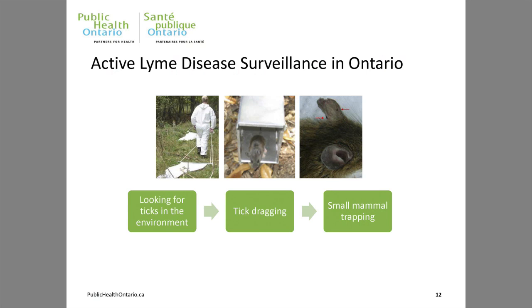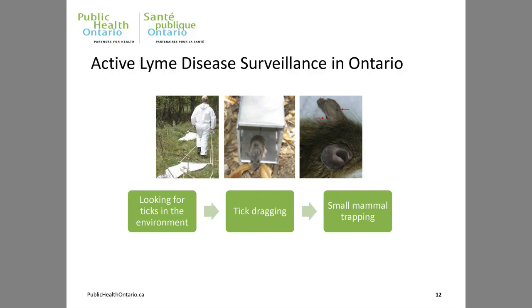Then there's the active stuff, where we actually go out and look. If we have passive data, humans, ticks, people telling us something is going on in the environment, we will go out and look for the ticks in the environment. That includes the ones you've seen before: tick dragging and small mammal trapping. Small mammal trapping we usually do in collaboration with the National Microbiology Lab. They have the expertise and all the traps, so we do that with them. The tick dragging is more us and the local health units. Again, it's really high-tech equipment. It's another good use for duct tape.